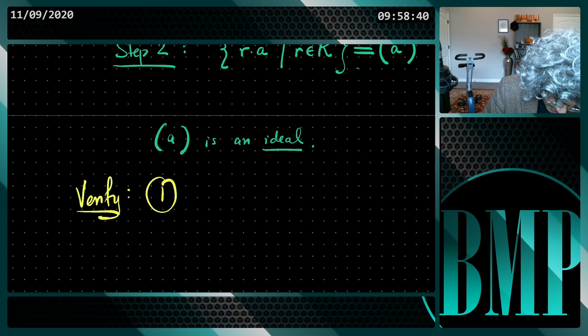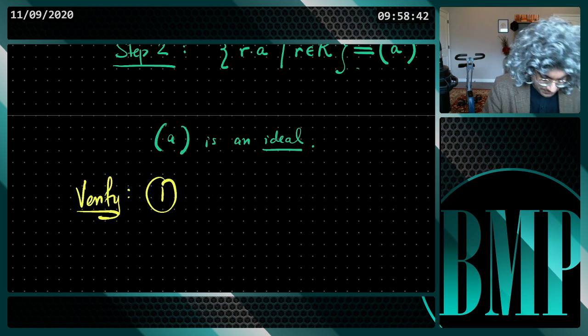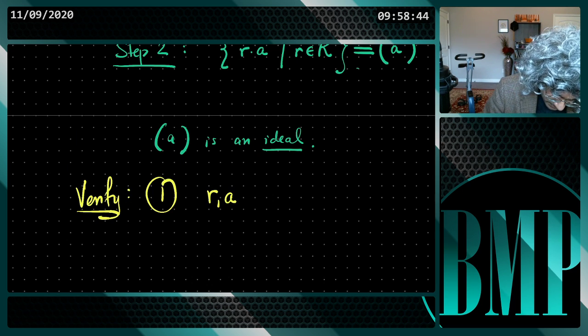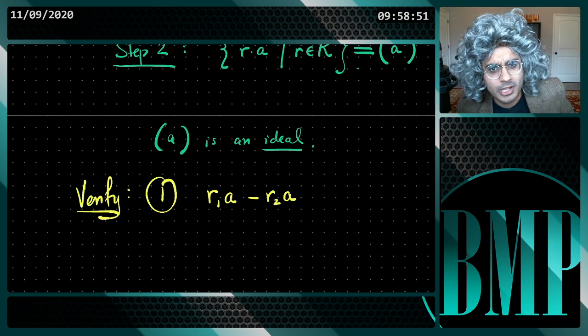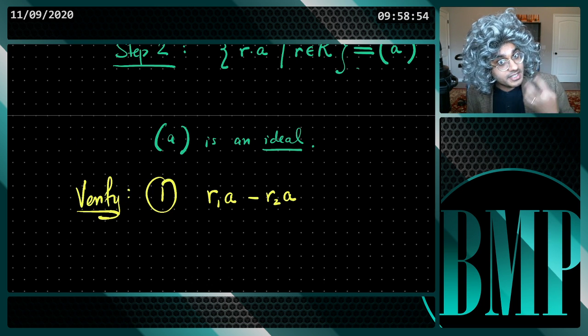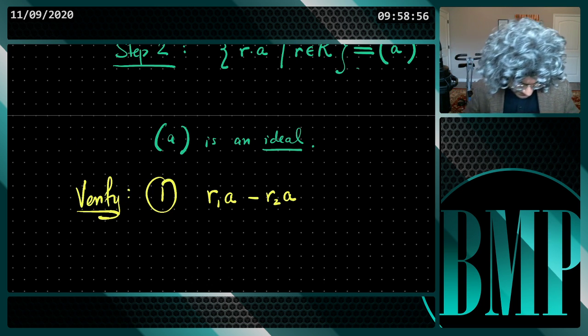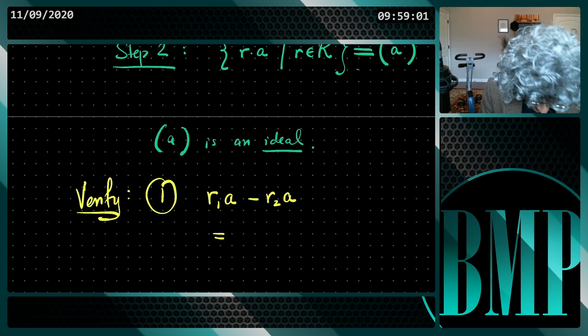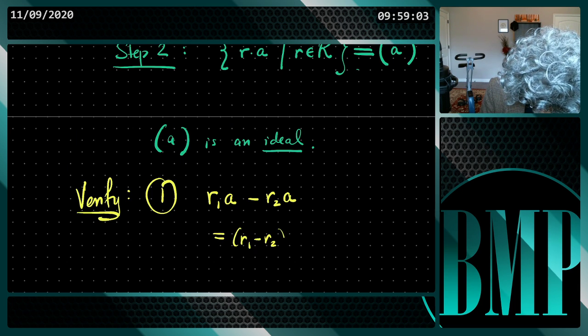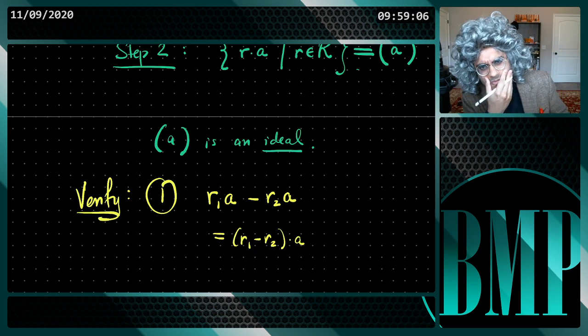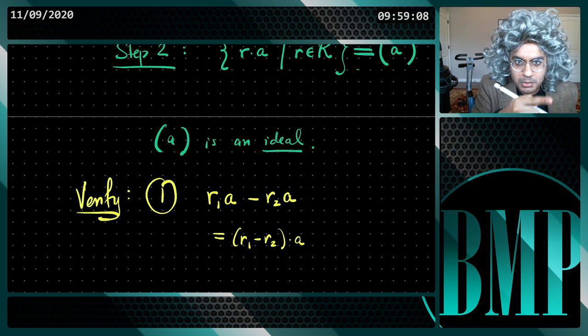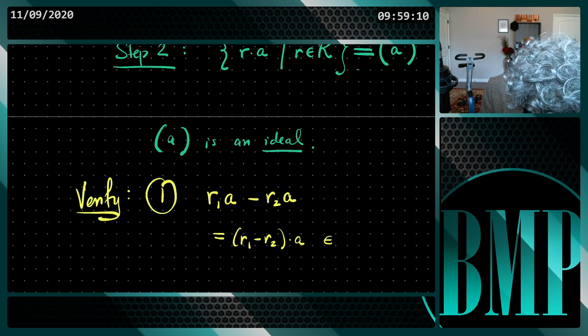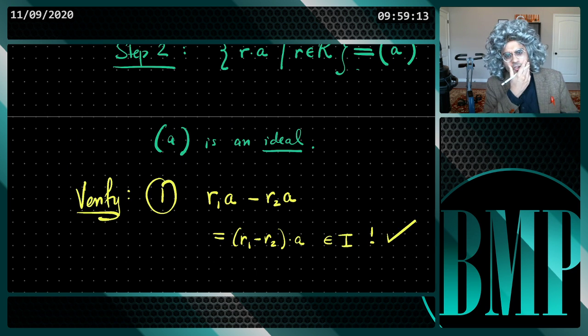Verify. Condition 1. You take two elements and subtract them. Is it again a multiple of A? Well, you can see this by the distributive law. It's a multiple of A. Great.